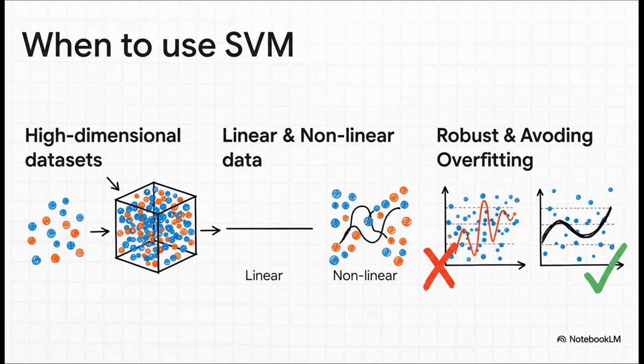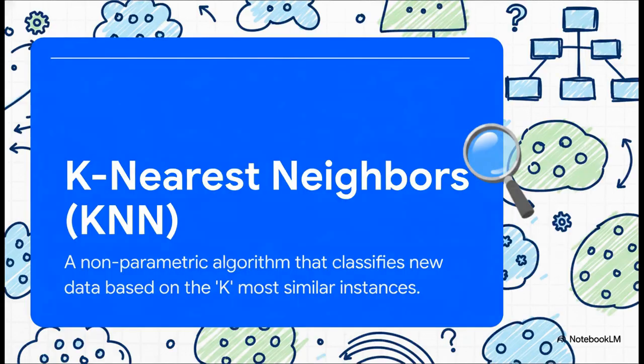And with these clever little tricks called kernels, SVMs can draw a simple straight line or a really complex curvy boundary to get the job done perfectly. All right, now for one that is so easy to understand. K-nearest neighbors, or KNN. I like to call this the social network algorithm.